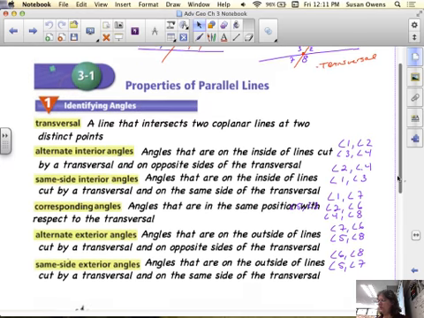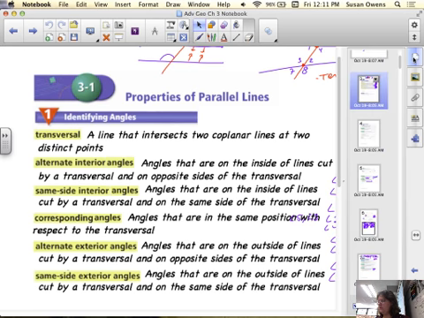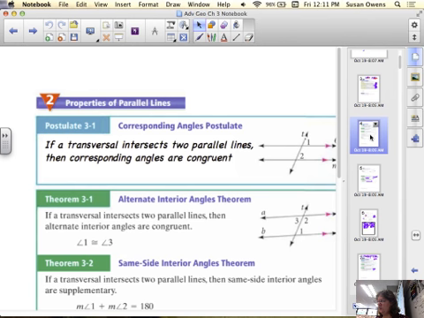So if you take a look at the notes, they talk about a transversal and the different types of angles. Make sure you know those. Also, make sure you know the theorems. There are 5 theorems that go along with parallel lines. Each one of these theorems or postulates, you have to start with parallel lines, and then they tell you something that's true about various angles that are in those.